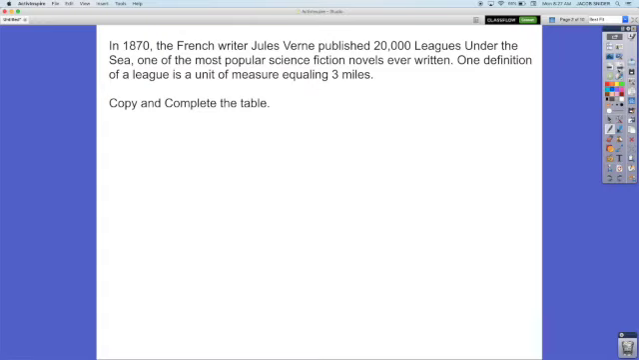In 1870, the French writer Jules Verne published 20,000 Leagues Under the Sea, one of the most popular science fiction novels ever written. One definition of a league is a unit of measure equaling 3 miles. So here's a table. Copy this for me. I want to write it with you. 1 league was equal to 3 miles. Copy this table for me.